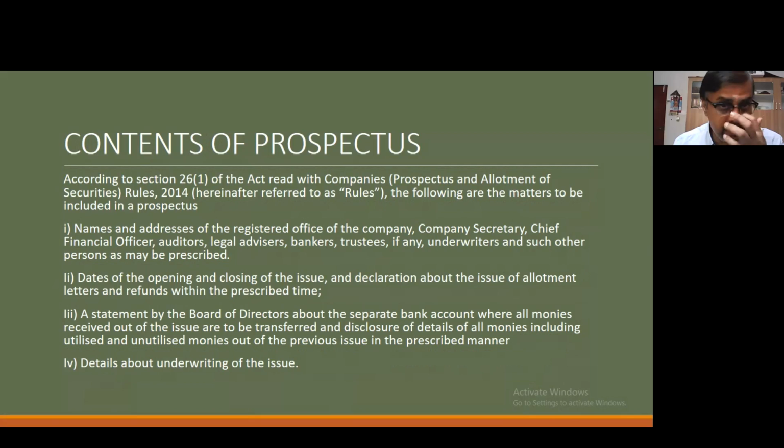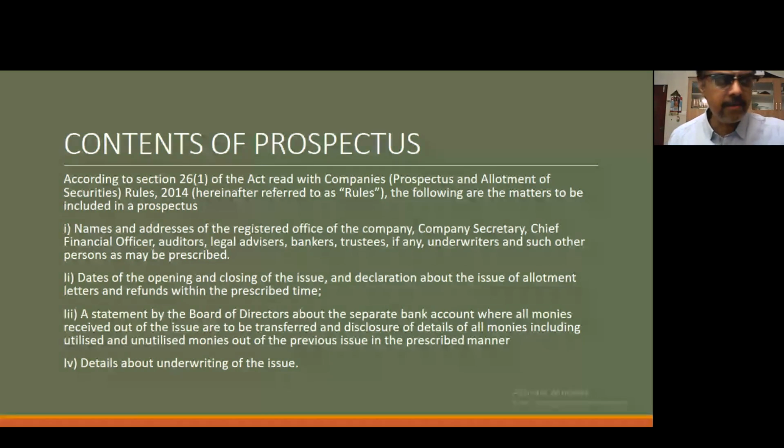Coming to section 26 subsection 1, read with the Companies (Prospectus and Allotment of Securities) Rules, 2014, we have an important rule, dear students, which is going to give you a clear understanding of how to go about the issue of securities, and what are the things to be included in the document called prospectus. Very, very important. This is referred to as the contents of the prospectus: names and addresses of the registered office of the company, company secretary, chief financial officer (CFO), auditors, legal advisors, bankers, trustees, if any, and underwriters and such other persons as may be prescribed. So the prospectus is a document which should contain details about all of this: names, addresses, and the registered office of the company.